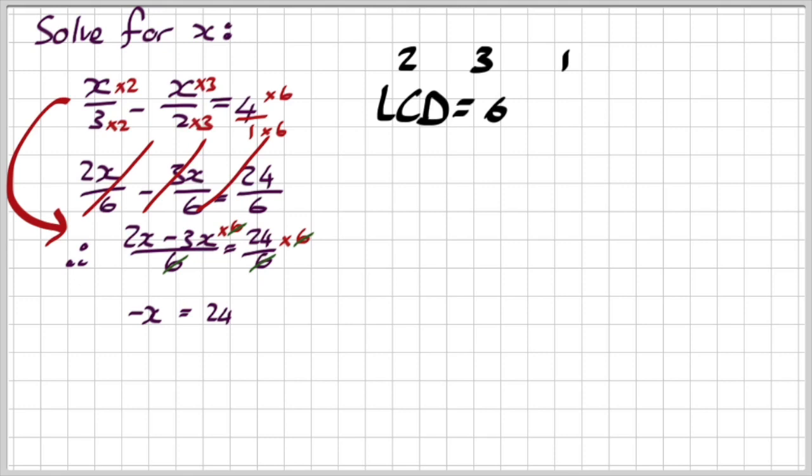Now, what kind of an equation is that? Oh, it's linear, sir. So I'm going to try and isolate x. I'm going to divide both sides by -1, leaving me with a final answer of x being -24.